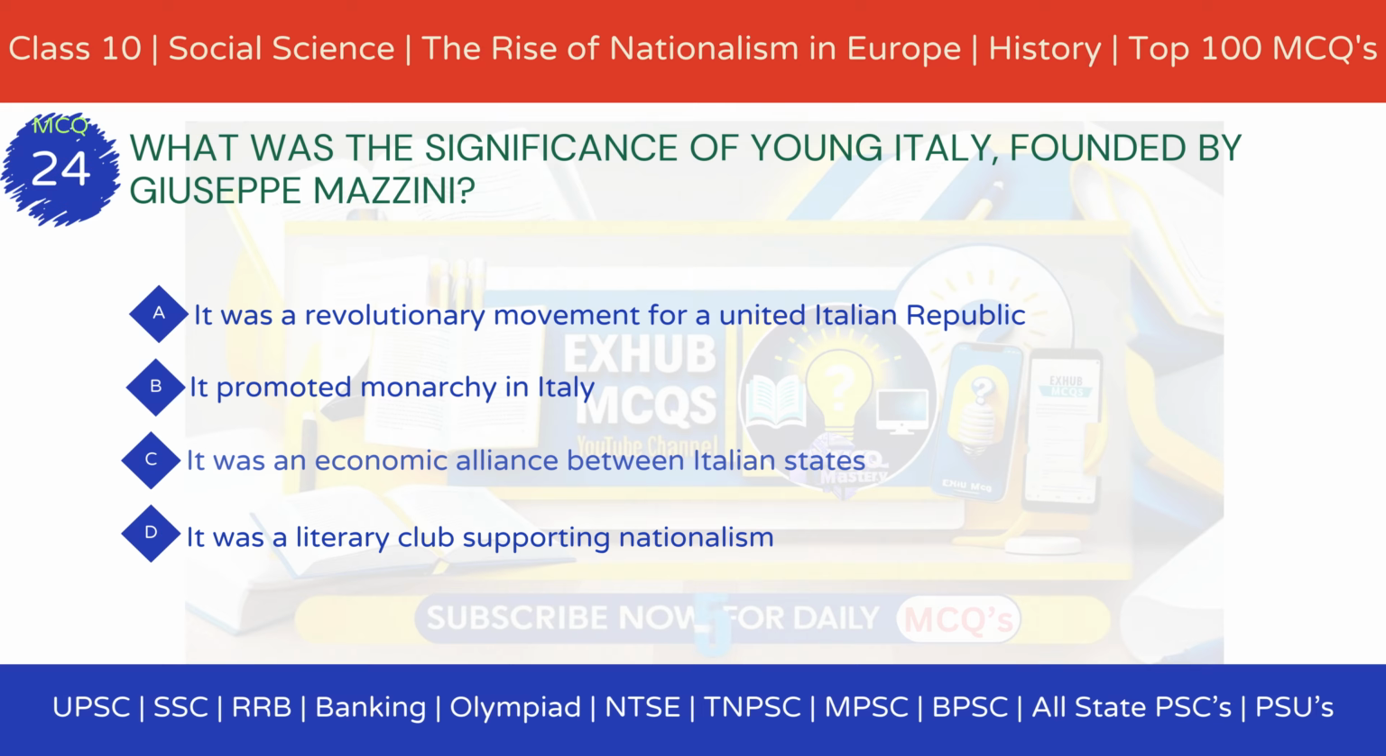MCQ 26. What was the role of Count Cavour in Italian unification? Option A, he was a revolutionary leader. Option B, he led military uprisings. Option C, he was a diplomat who secured alliances for unification. Option D, he opposed unification efforts.